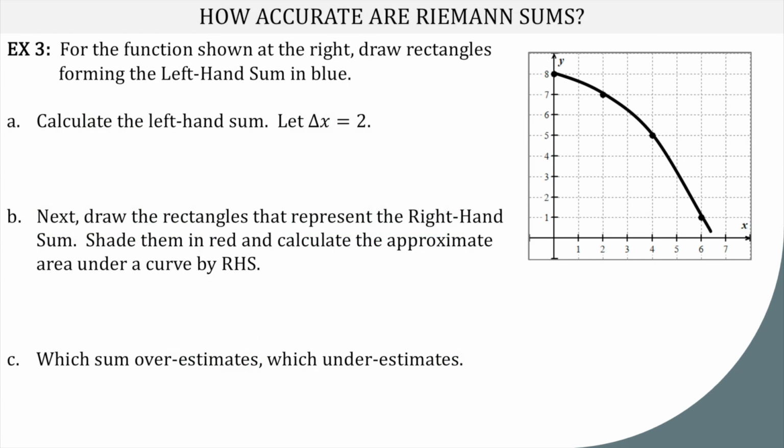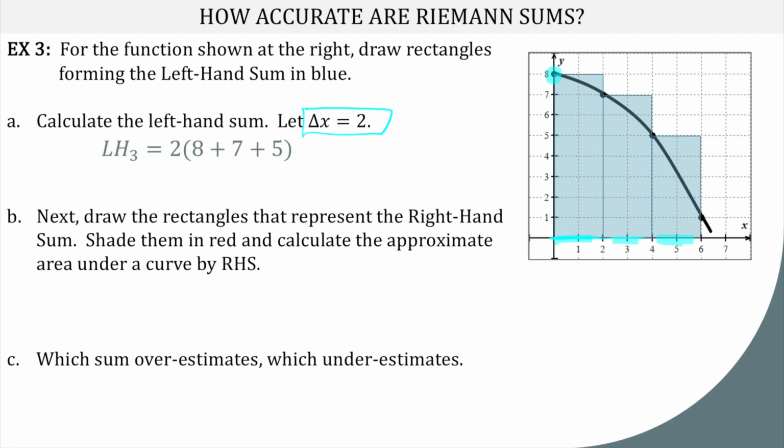For the function shown at the right, we're going to draw some rectangles forming a left-hand sum in blue. All right, so we want delta x to be 2, which means the bottom of each rectangle has a width of 2. This is a left-hand sum, so that upper top left corner of the rectangle is what hits the function. So that has a height of 8. And then the next one has a height of 7. And the next one has a height of 5. All right, so we have a width of 2 on each of them, and then various heights.